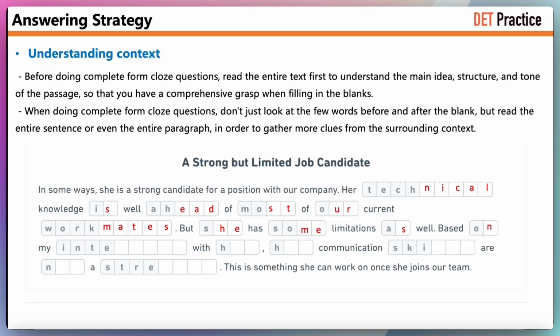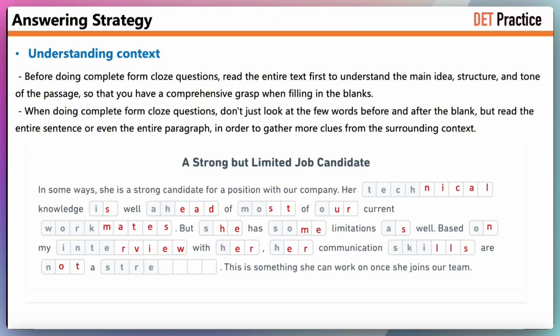The word after my is long, but should be easy to guess, probably interview, as we're discussing an interviewee. After with, it should be her interview. The H word before communication should also be her, a possessive pronoun. The word starting with ski should be skills, interpersonal communication skills. Since there's are, we use the plural form of skill. We're discussing the candidate's weaknesses, so it should be in the negative form, are not strong. So the word starting with N is not.